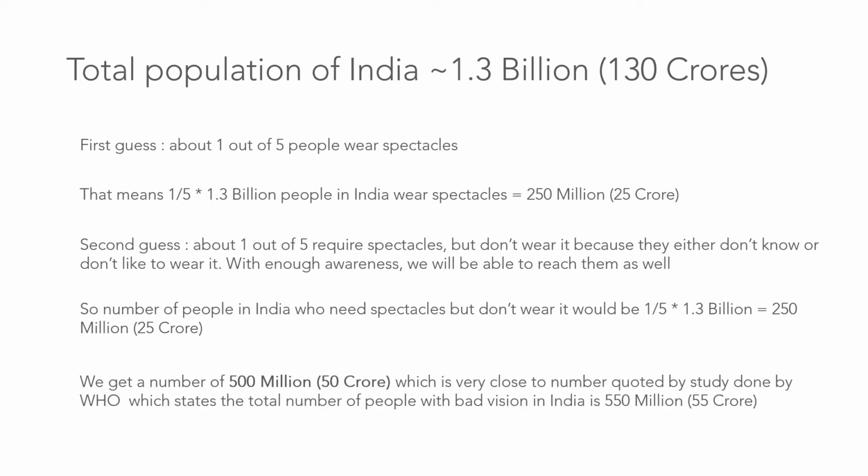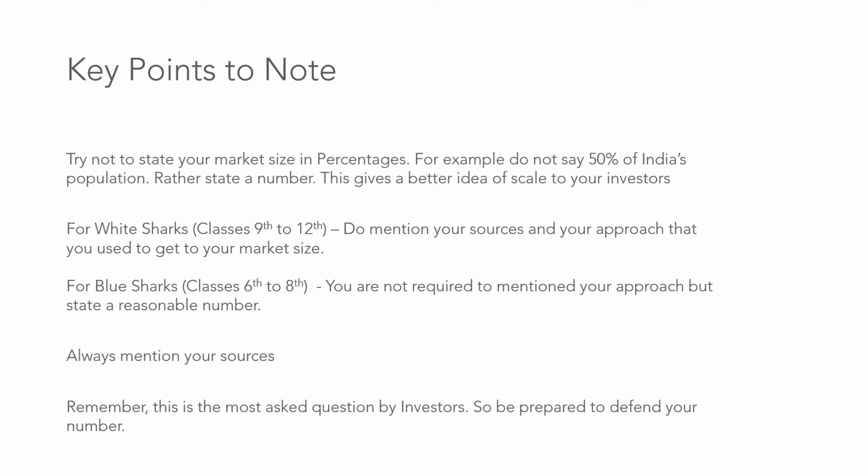The number quoted by WHO, the World Health Organization, is about 550 million people in India who have bad eyesight. So you see, we came pretty close to the answer without doing a single search. You can use this method if you have a differentiating product for which data is not available in the market. Some points to note.